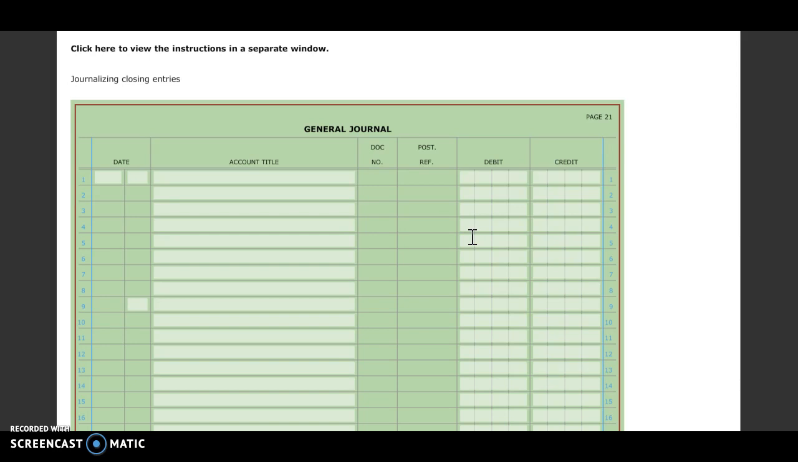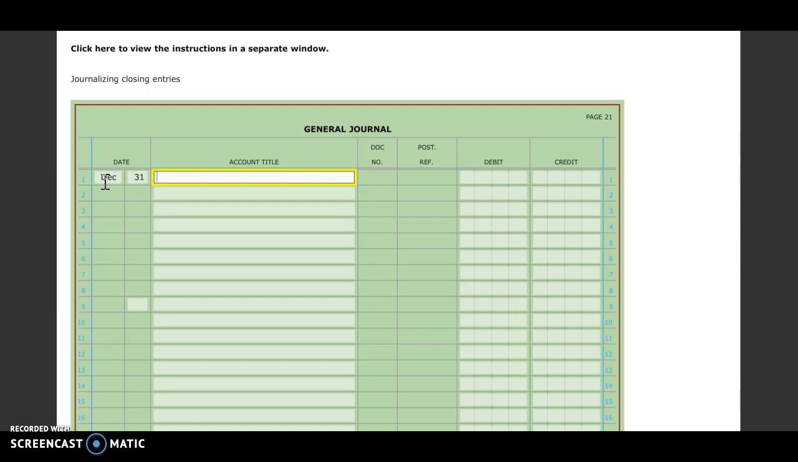I do have my adjusted trial balance printed off from 4.1, so I will be using that to get my closing entries. Remember, first of all, we have 4 closing entries. So I'm going to start with my first one. Our date is December 31st. Okay, so our first closing entry, we are going to close accounts that have credit balances.